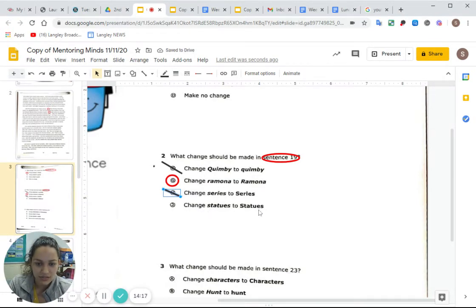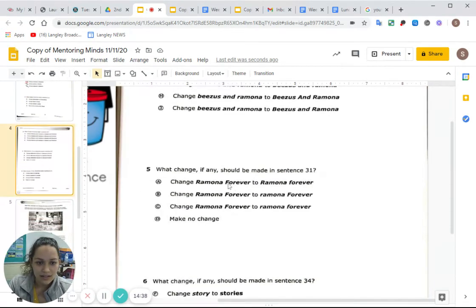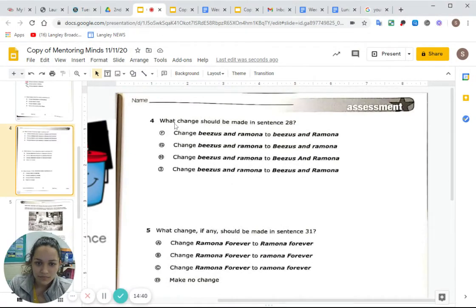What about J? Change statues with a lowercase s to statues with a capital S. Is that specific? Nope. I could be talking about any statue, anywhere. I have to be more specific than that. So this is not our answer choice either. The correct answer choice was G. Change Ramona with a lowercase r to Ramona with a capital R. Good.